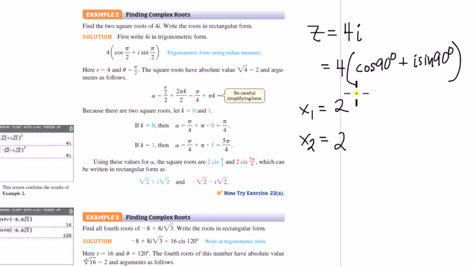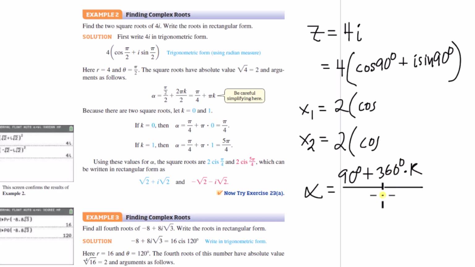Okay, and then let's see. What are the angles going to be? Well, okay, we do that. There's going to be 2 different alphas. Alpha is, we put the angle of the number we're trying to find the roots of, plus 360 times some integer k over, in this case, 2. And then the 2 angles are going to be k corresponding to 0 and 1.